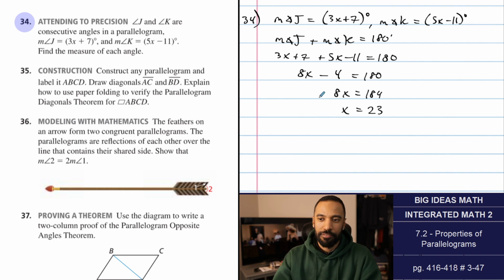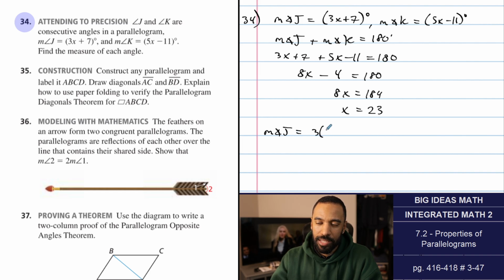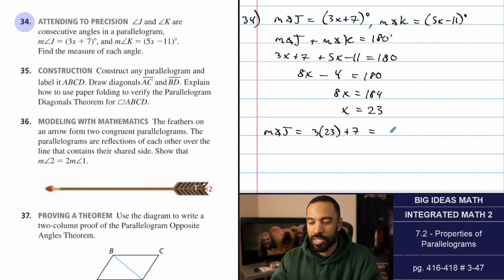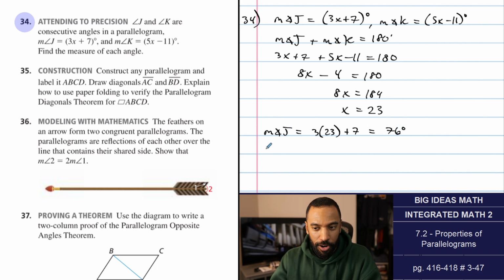We need to find the measure of each angle, and I'll confirm that it worked properly based off that. So the measure of angle J will be 3 times 23 plus 7. That's 69 plus 7, which is 76 degrees. Now, I could subtract this from 180 to get K, but I want to confirm that this ends up being that guy's supplement when I do that.